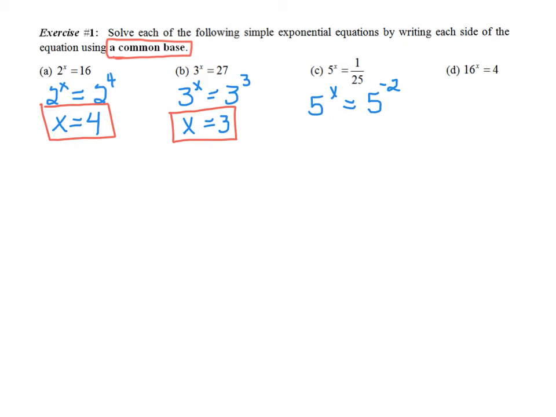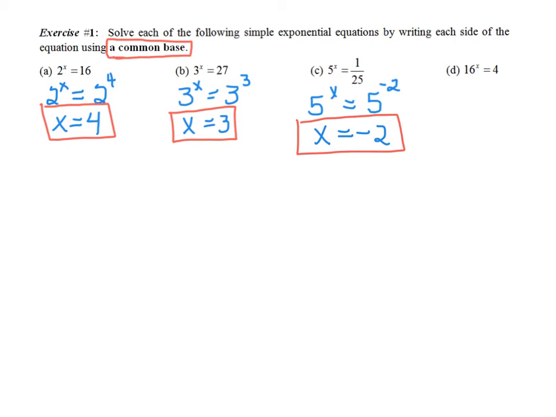So 5 to the negative 2 means take the reciprocal of 5 and square it. So 1 over 25. Notice that all I'm doing is writing an equivalent expression for the right side of the equation. 1 over 25 is equivalent to 5 to the negative 2. So when the bases match, I can just say that my exponent had to be x equals negative 2.